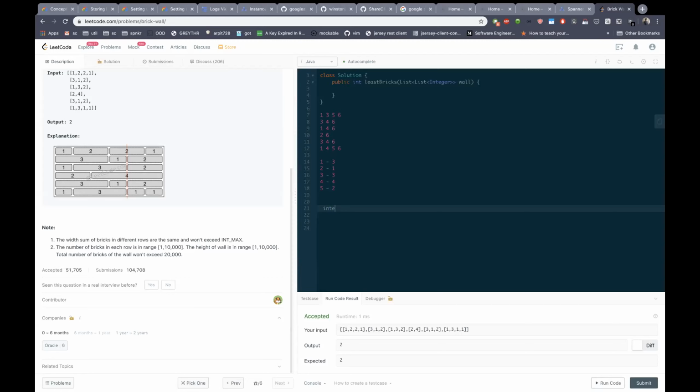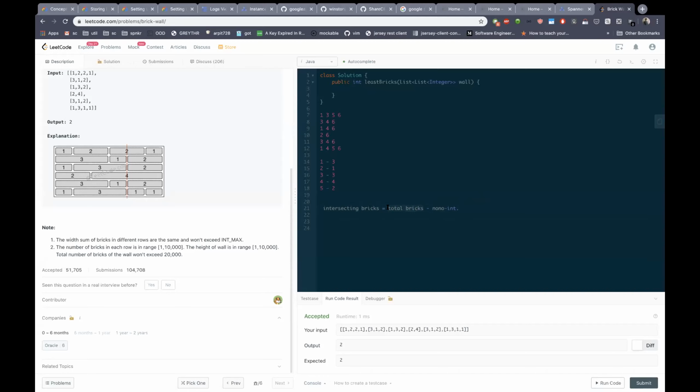So basically, find the intersecting ones. Intersecting bricks is equal to total bricks minus non-intersecting ones. I hope you got an idea. You mean total bricks minus the intersecting ones? You mean total rows, I think, right? Yeah, total rows. Total bricks means total rows. Okay, that's fine.